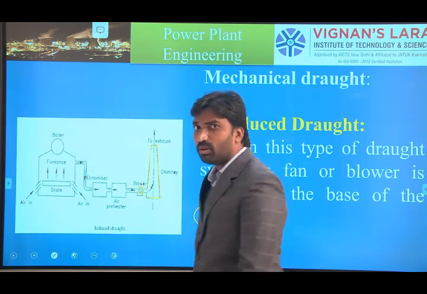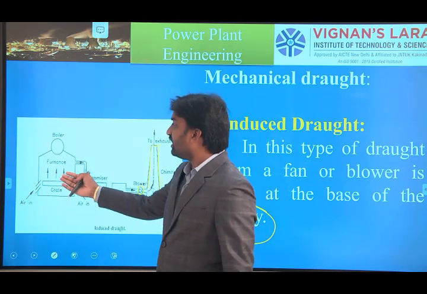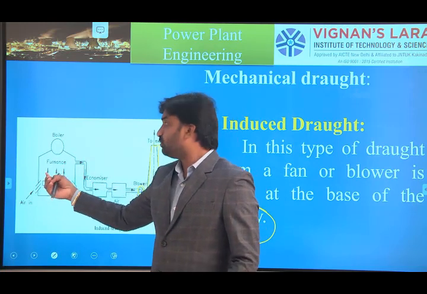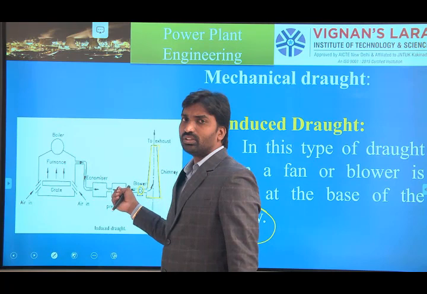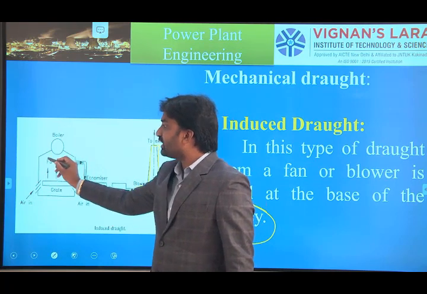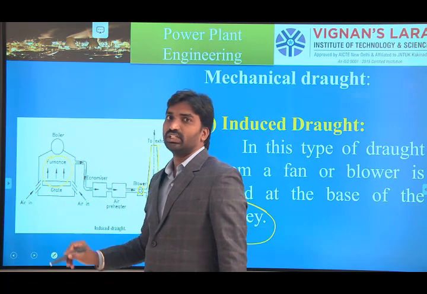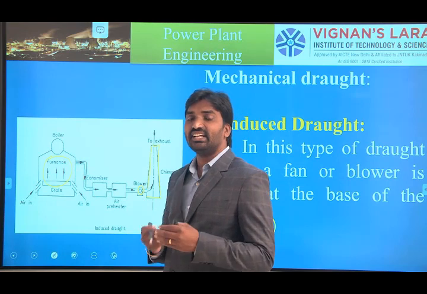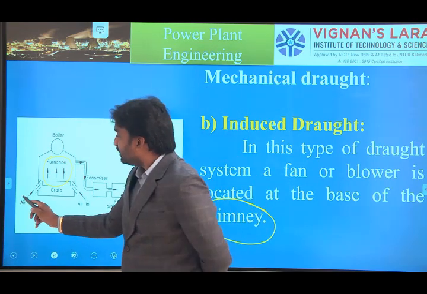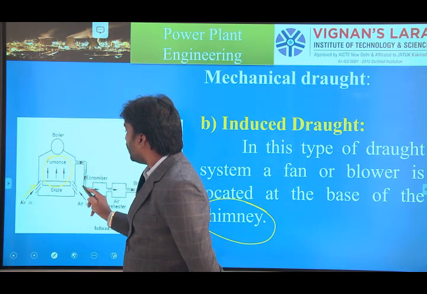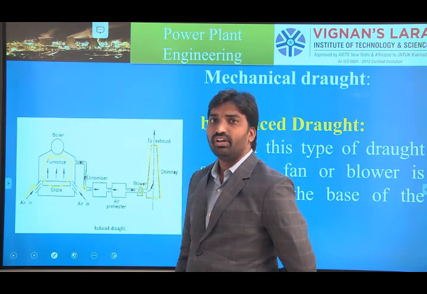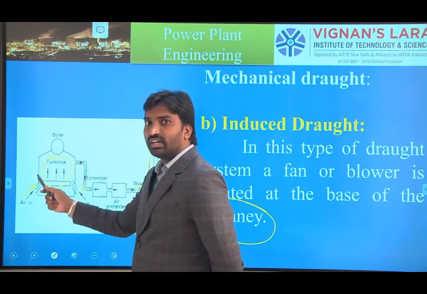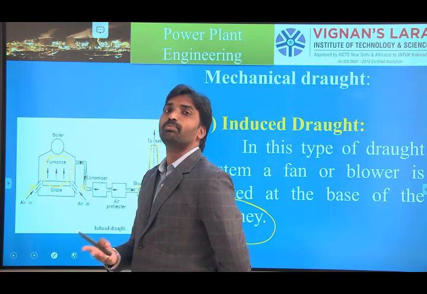By providing the blower, it sucks the air from the furnace. So what happens when air is removed from the furnace? Automatically, in this furnace zone, a lower pressure than the atmospheric condition is created. When the low pressure is created in the furnace, it is automatically filled with fresh air from the atmosphere, because in the atmosphere we have a high pressure. That's why fresh air enters the furnace, and the combustion process takes place in a proper way.